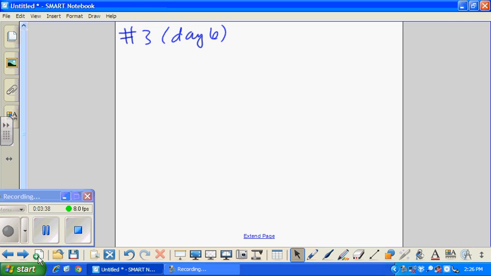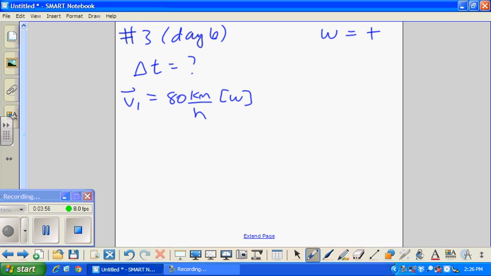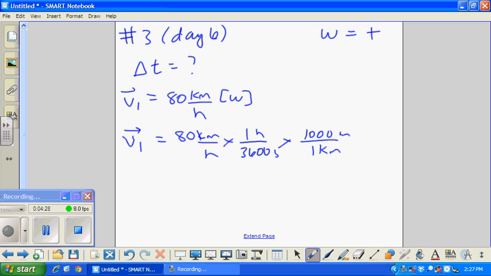We're looking for time. When I start to write down my givens, I'm going to start with the first thing I see. Delta T is what I'm looking for. How long? It starts at 80 kilometers per hour. Let's just put up here, west is positive, so I can just make that a positive 80. I'm going to put it into meters per second. So it's 80 multiplied by my convenient form of 1, so 1 hour for 3,600 seconds, times 1,000 meters for 1 kilometer. I can cancel my units, get rid of kilometers, get rid of hours, and you end up with 22.2 meters per second.